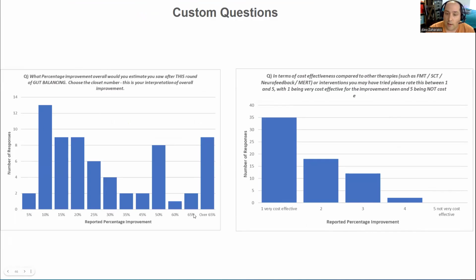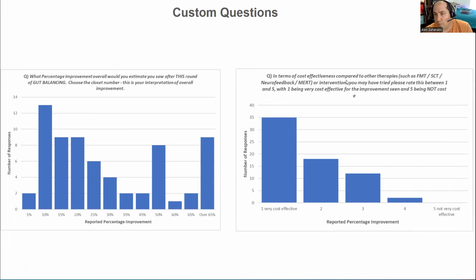The x-axis here is the reported percentage improvement. Obviously, it's very subjective. So it says my child improved 10%, right? But at the same level, this is the assessment that we're left with. Parents are assessing this. So you can see kind of a spread. Some individuals reported some significant improvements, over 65%, some at 50%, and then kind of a blurring in between, with a lot reporting in the 10% category.